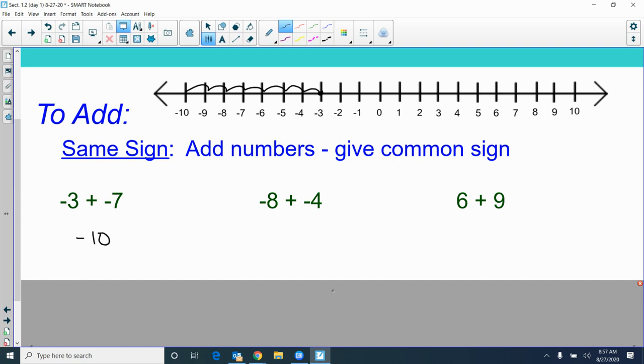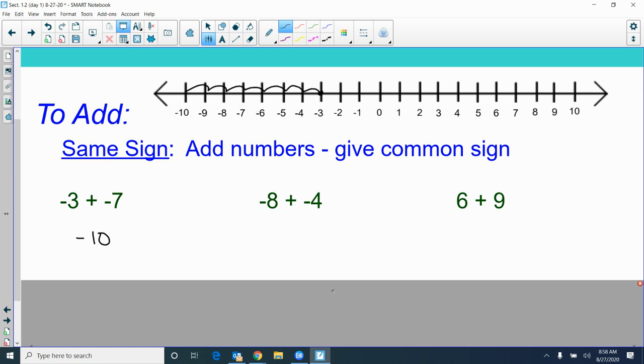Now, here's your rule. If they have the same sign, which means they are both negative, you add the numbers together and you give them the common sign. This is the cheat code. All I have to do is take 3 and 7, ignore the sign, add those together, 10, but it has to have that same sign. If I owe Preston 3 and I owe Brett 7, that's a total of what? 10. So you add those together, it stays negative.